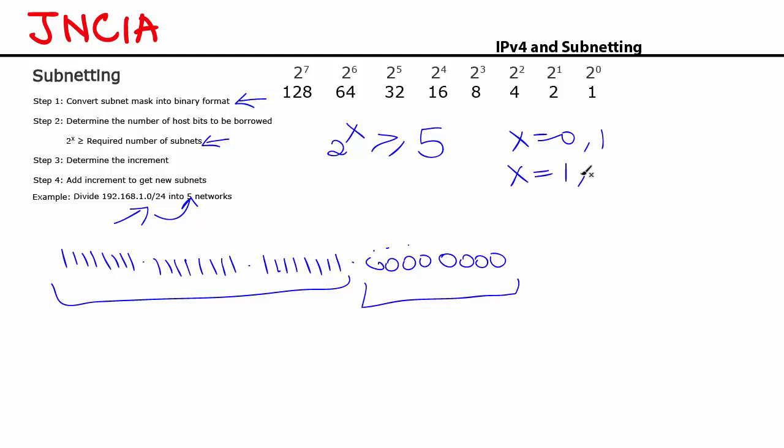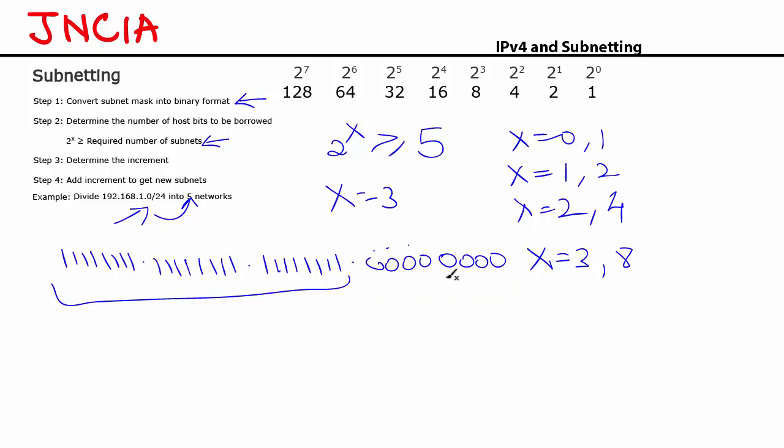X is equal to 1 will give you 2 power 1, which is 2. That is certainly not greater than or equal to 5. X is equal to 2 will give you a value of 4, which is again not greater than or equal to 5. X is equal to 3 will give you a value of 8, which is definitely greater than or equal to 5. So the value of x is 3, 2 power 3 is 8. So we need to borrow 3 bits from the existing host bits.